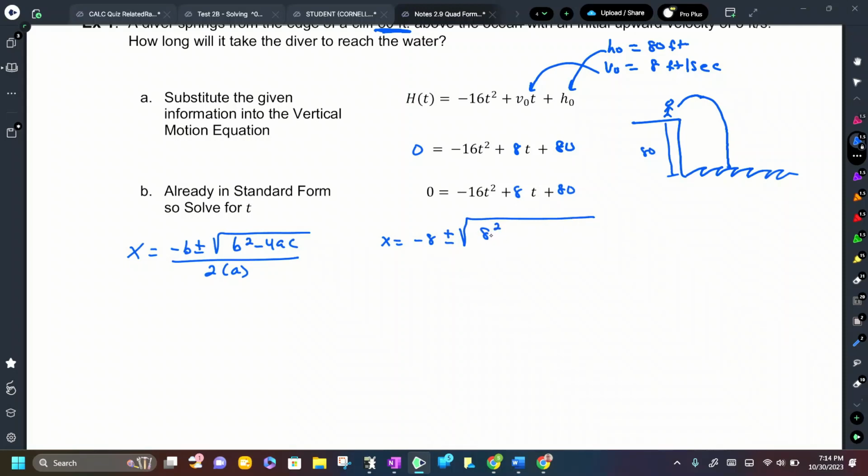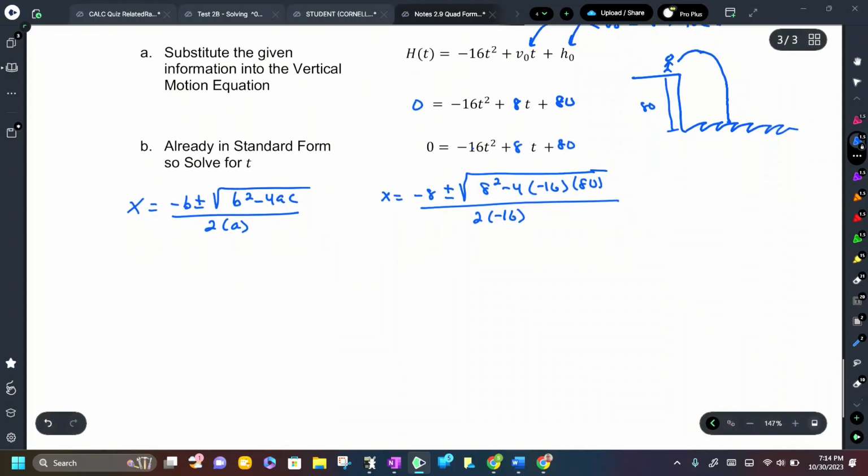I didn't put this in parentheses when I wrote this out. This is not a negative number, so I don't have to worry about that. We can just put it in as 8 squared. So b squared minus 4 times a, which is -16, times c, which is 80. And that's all over 2 times a, so 2 times -16.